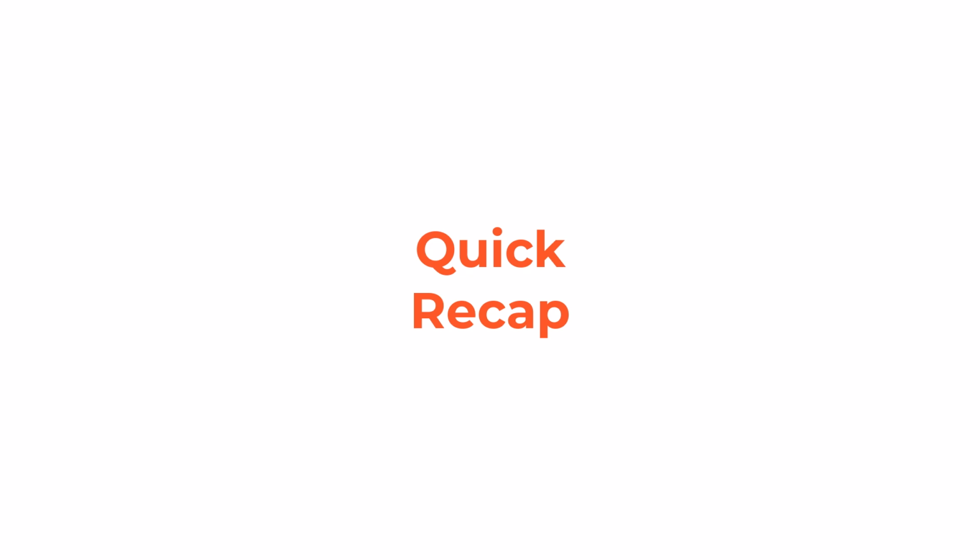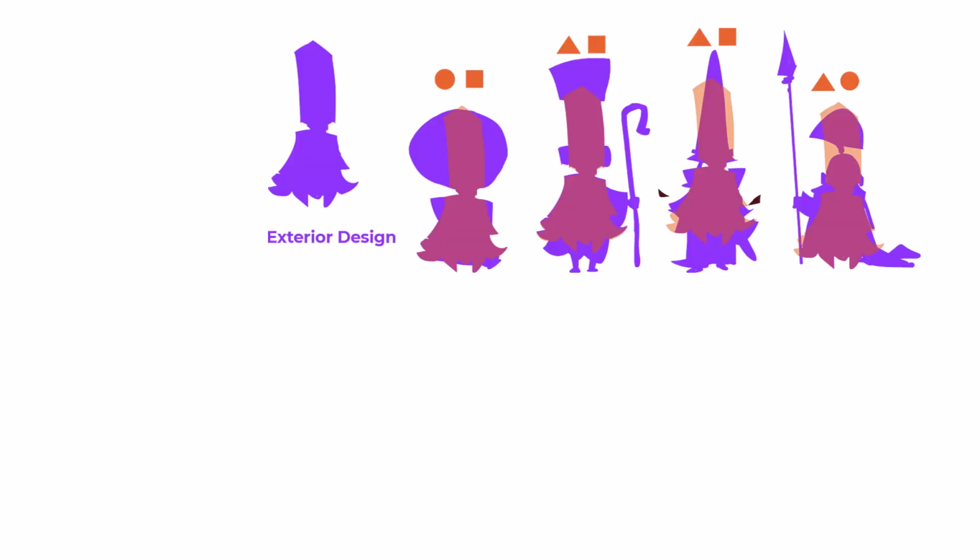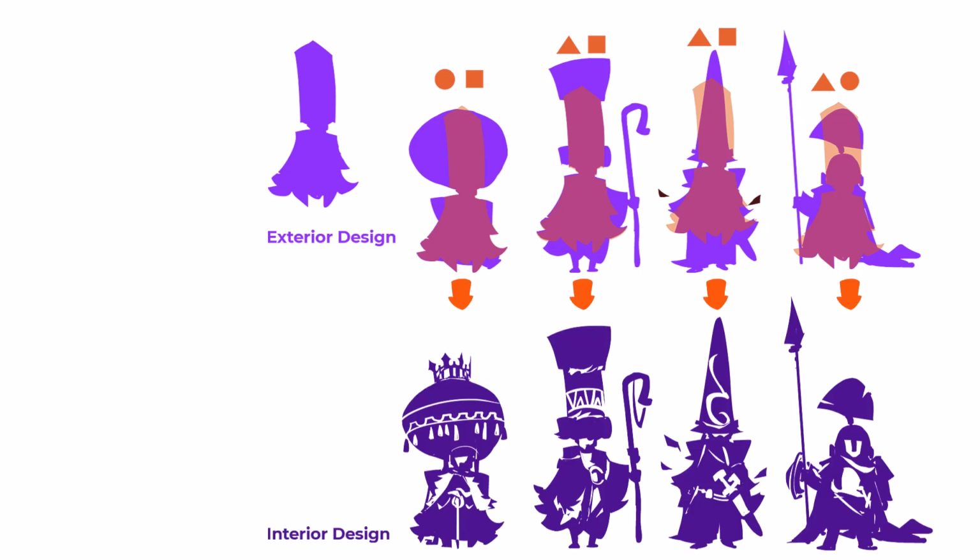Let's do a quick recap. We have exterior design, where we only focus outside a shape or silhouette. This way we will not focus on anything else. This process keeps us focused on one thing only. In the next step, we have interior design, and now we can go inside and figure out what is happening inside our shapes. And as you can see, the results are quite interesting.